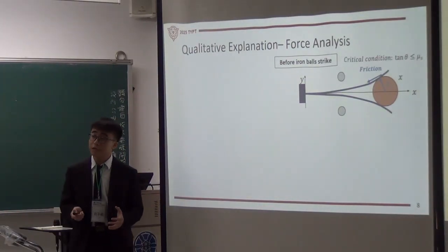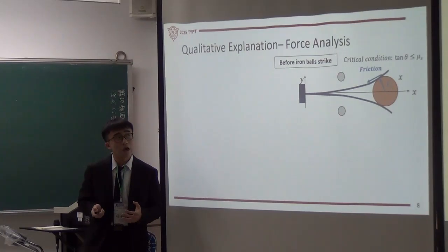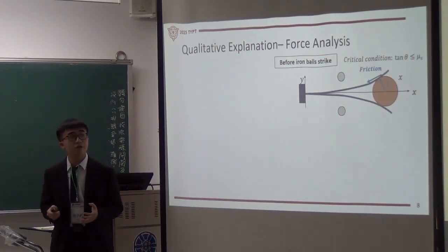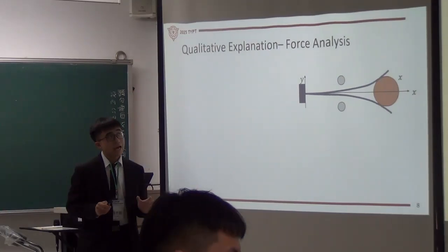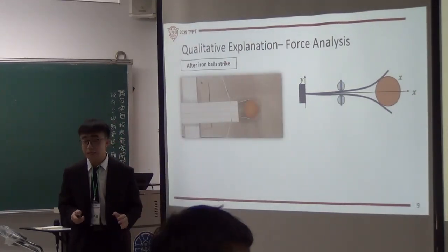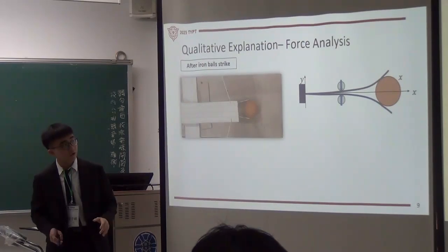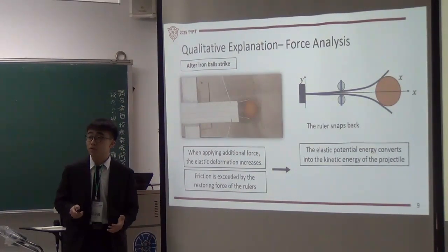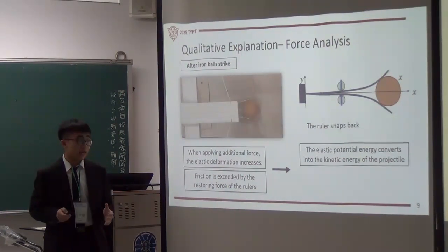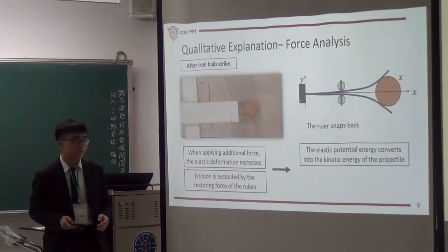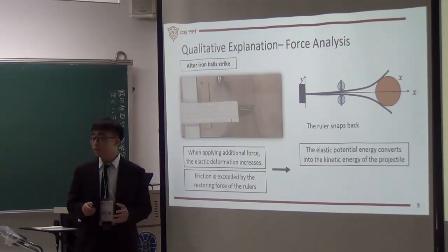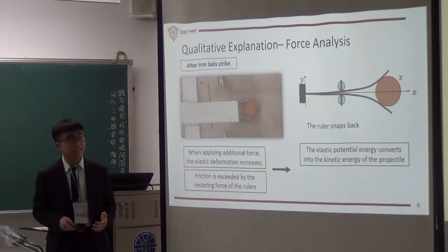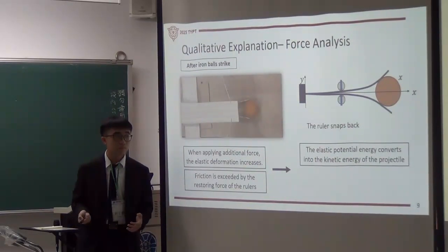Also, this is the critical condition of our experiment, which is when tan theta is not larger than the static friction coefficient. And after the iron ball strikes the rulers, as you can see in the video and the diagram, when applying additional force, the elastic deformation of the rulers increases, and the friction is exceeded by the restoring force of the rulers. When the ruler snaps back, the elastic potential energy converts into the kinetic energy of the projectile.